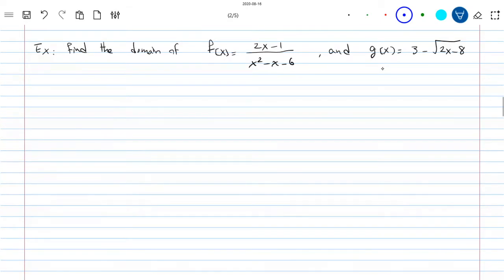So they ask you to find the domain of a function. I picked two examples. f of x is a rational function, g of x is a square root function. So here, let's first find the domain of the rational function, f.